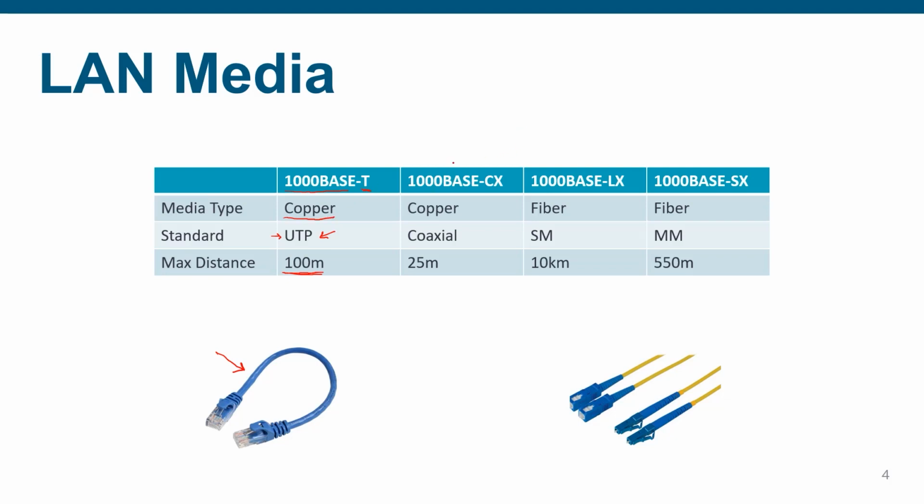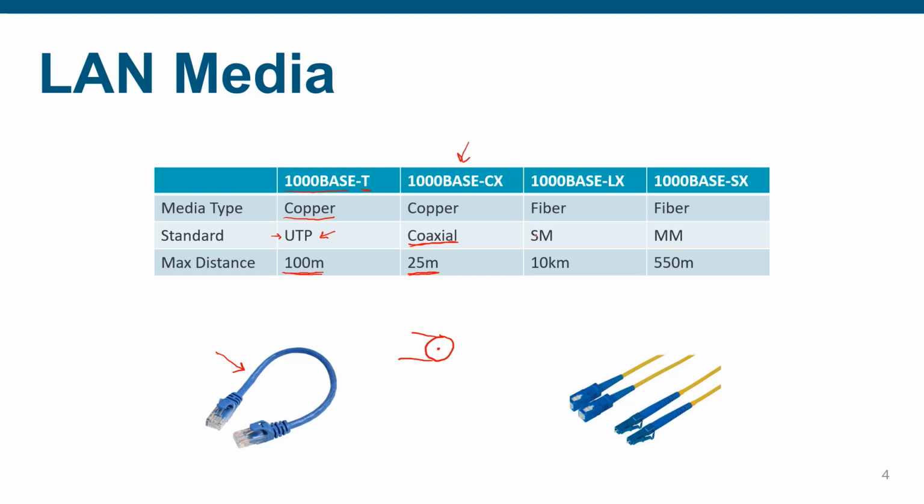And the second copper gigabit media that we have here is our coaxial standard. This would be the same type of cable that you saw your cable television come in back in the day, that would plug into the back of your TV with a single copper cable in the middle of a thick wire here. This has a maximum transmission distance of 25 meters, much shorter than our unshielded twisted pair.